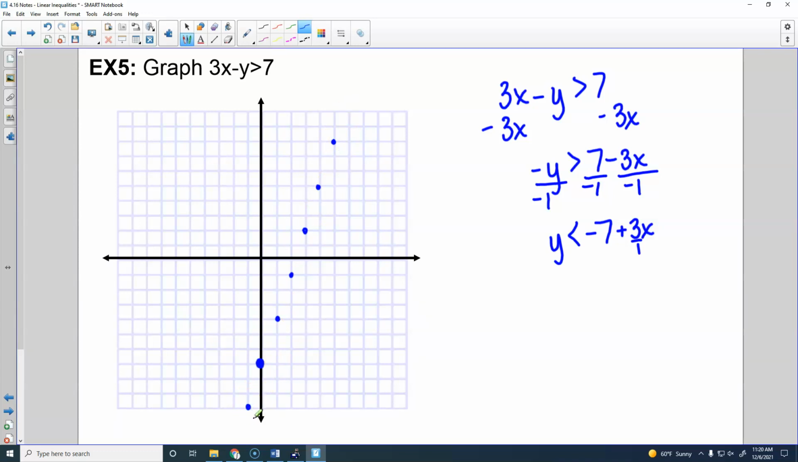All right. So Vince, should I use a solid line or a dotted line for this one? Okay, it's going to be dotted. Why is it going to be dotted? It's less than. It doesn't have an or equal to. Okay, so the or equal to would mean we would do a solid line.